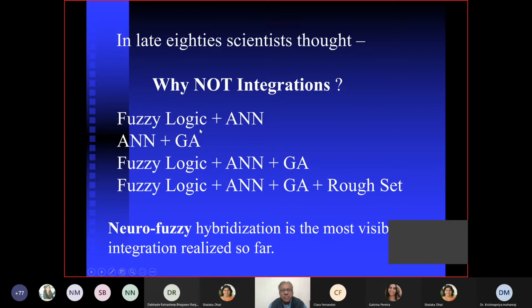Fuzzy logic plus ANN, ANN plus GA, all kinds of permutations and combinations researchers started doing and publishing, including from Japan. But out of those, neuro-fuzzy hybridization is the most visible realized one. That's why you see in the market neuro-fuzzy vacuum cleaner, neuro-fuzzy camcorder, neuro-fuzzy refrigerator. Now, what is neuro-fuzzy? That means you integrate the neural characteristics into fuzzy logic, or the other way.